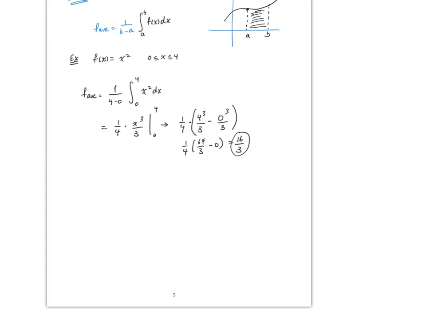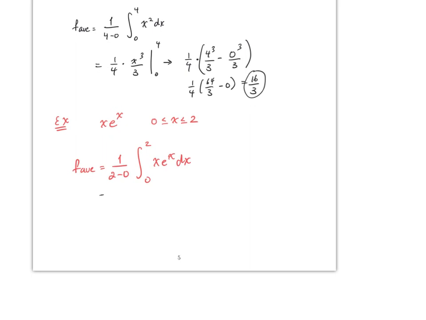Now it could be anything where you may have to use integration by parts. So for example, what will be the average value of x e to the x from 0 to 2? So then the average value of the function will be the integral from 0 to 2 of x e to the x dx. For this, you will need to use the integral we did, which was x e to the x minus e to the x. Just check the first example we did.